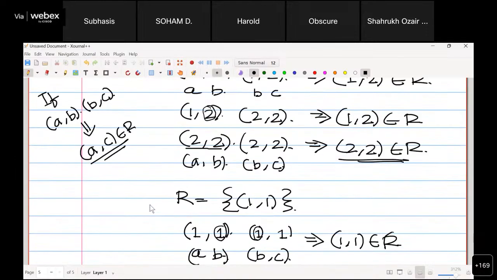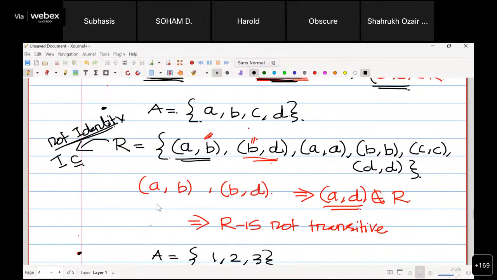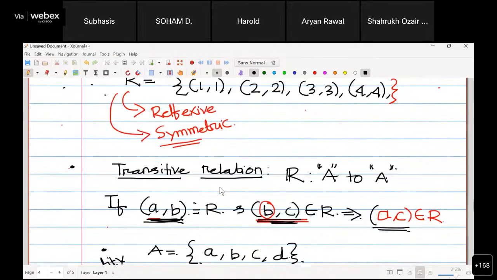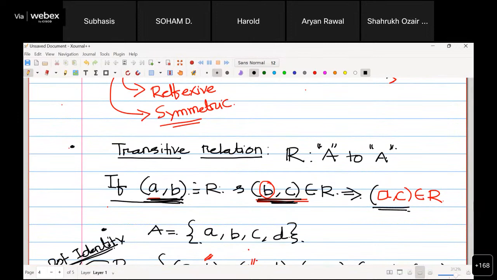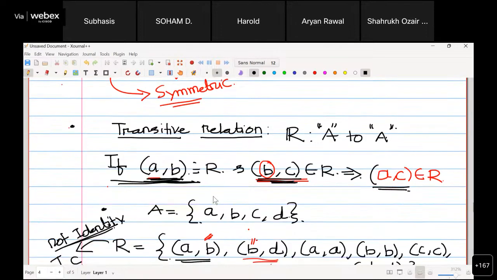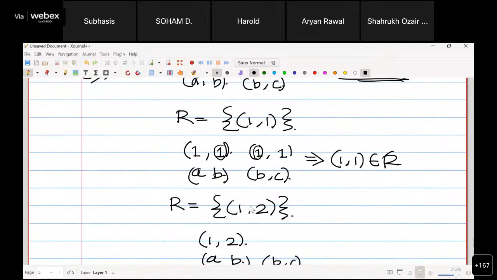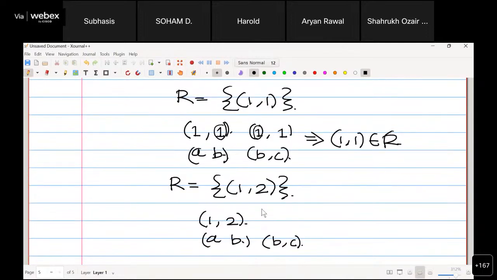If you see the condition, it's saying if A comma B and B comma C are there, then A comma C should be there. It's saying that if I have such type of elements, then only I need to check whether A comma C is there or not. So here I don't have such type of elements, then vacuously I don't have to check it. So vacuously this is transitive. Thank you, sir. Got it, sir.